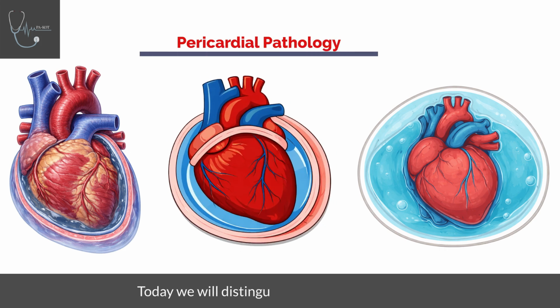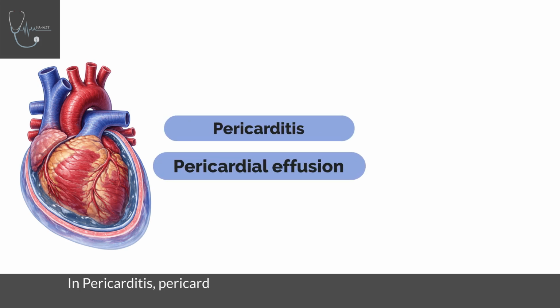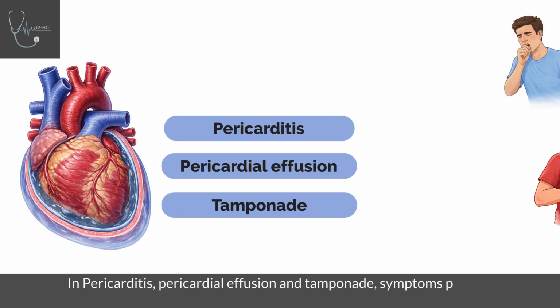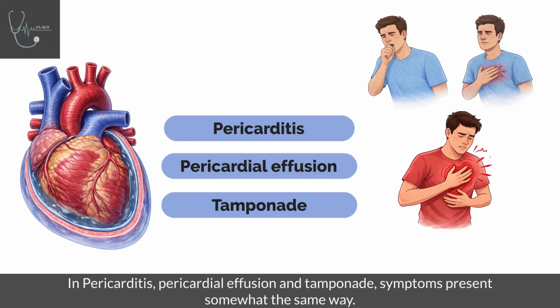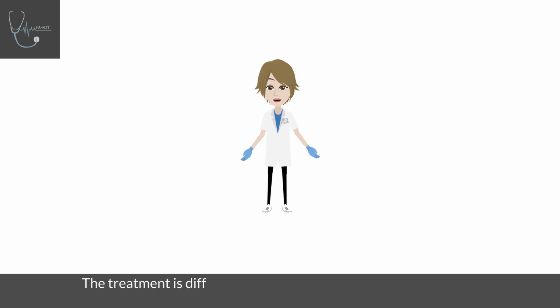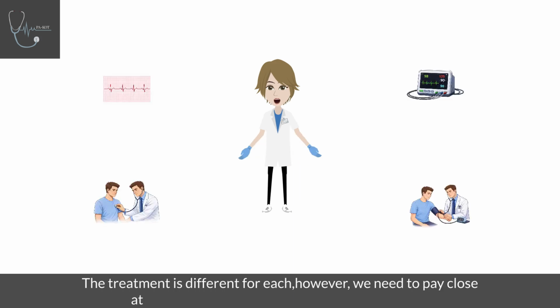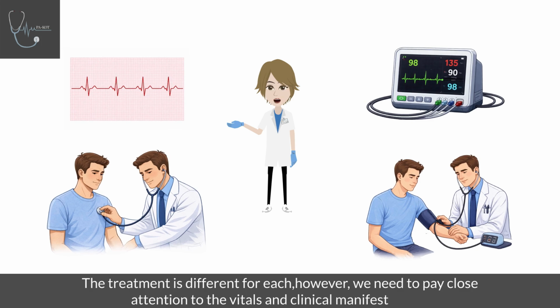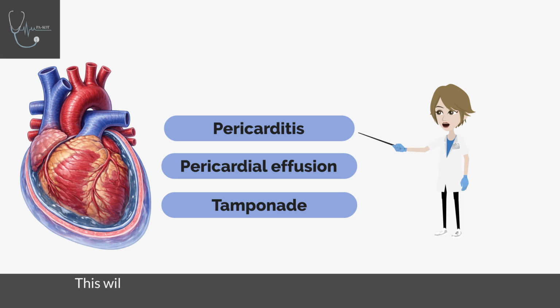Today we will distinguish pericardial pathology. In pericarditis, pericardial effusion and tamponade, symptoms present somewhat the same way. The treatment is different for each, however. We need to pay close attention to the vitals and clinical manifestations. This will gauge us on what the pericardial disorder is.